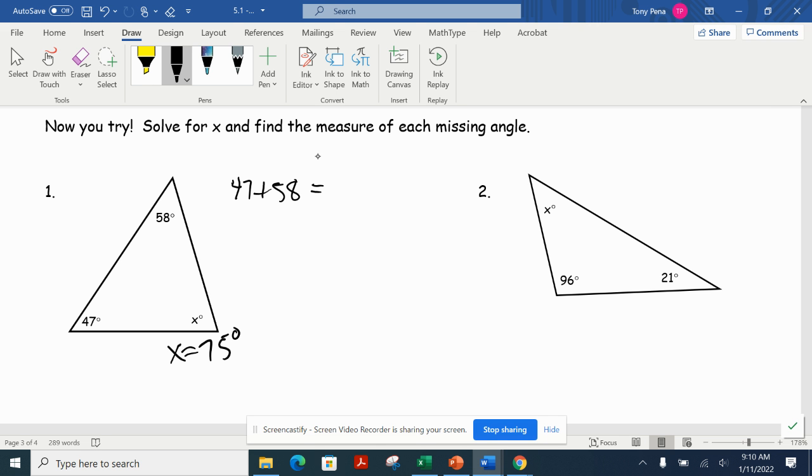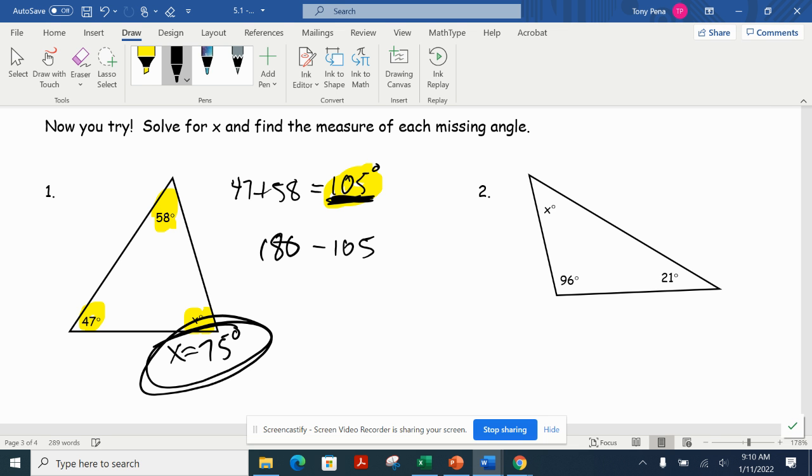What does that give us? 105. So these together add up to be 105. And then she said she knew that there's 180 degrees total in a triangle. All 3 of these will always add up to be 180. So if we've already got 105 accounted for, she subtracted away the 105 that we knew, and that leaves us with 75 remaining for that last angle. Okay.